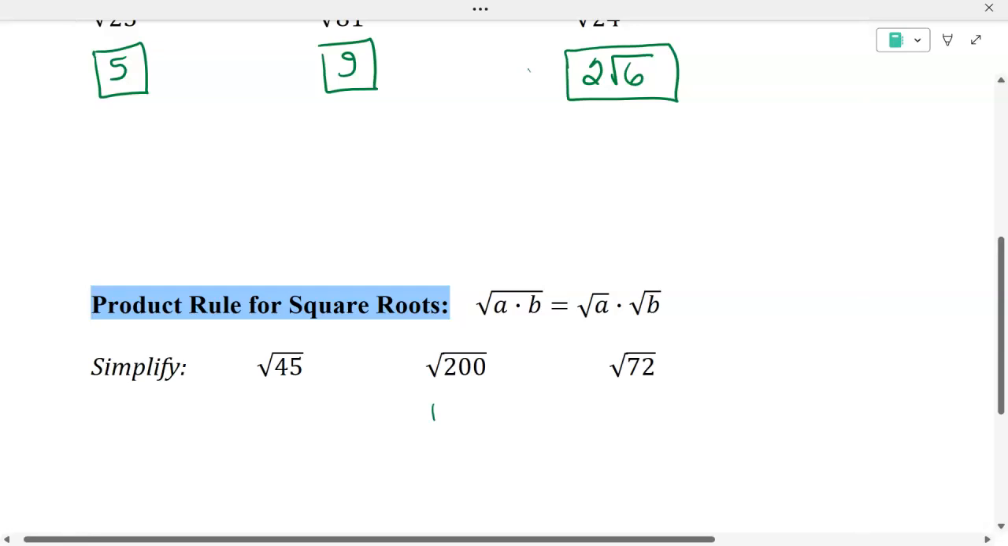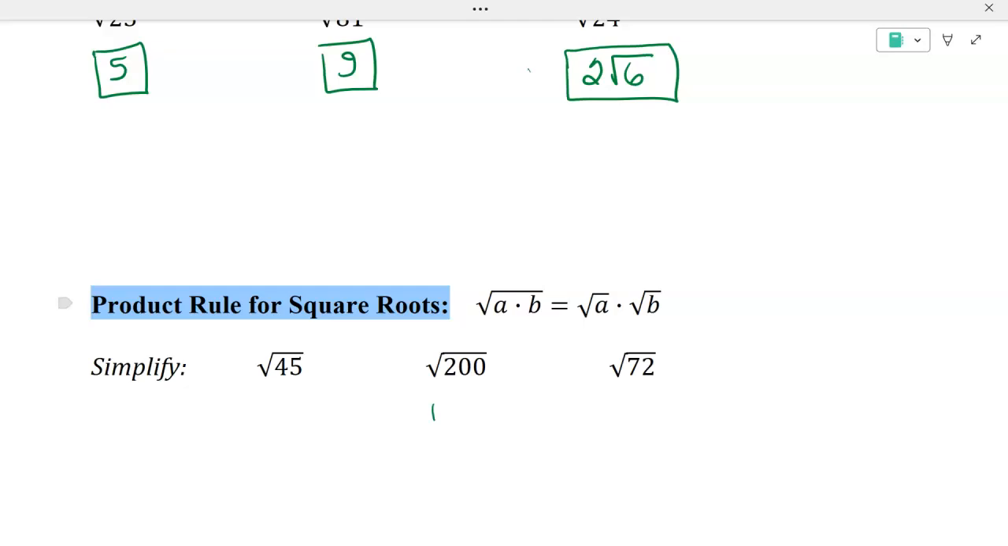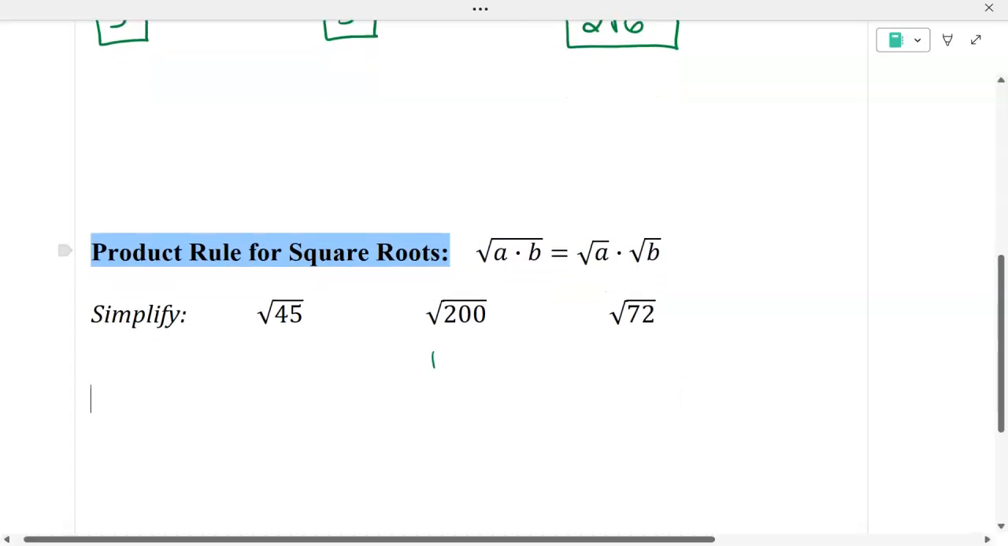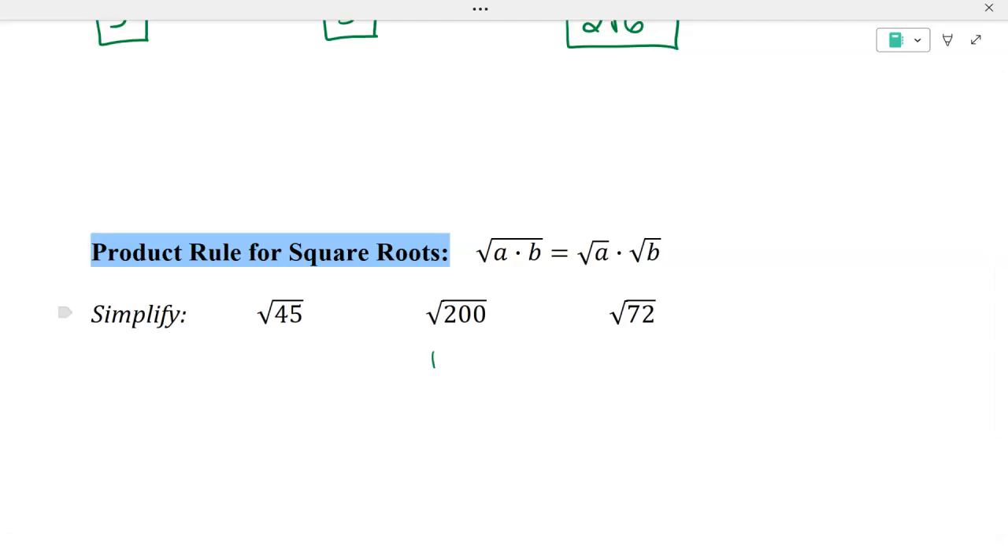So anytime you have something underneath the radical that's not a perfect square, you want to break it up to be able to pull your perfect square out. So here, if you have the square root of a times b, you can split that up into the square root of a times the square root of b, and you can simplify if one of those is a perfect square. So if we take a look at the square root of 45, we know that the biggest perfect square that goes into that is 9. So we could rewrite this as the square root of 9 times 5, or we could write it as the square root of 9 times the square root of 5. And we all know that the square root of 9 is just 3, and so this would be 3 times the square root of 5.